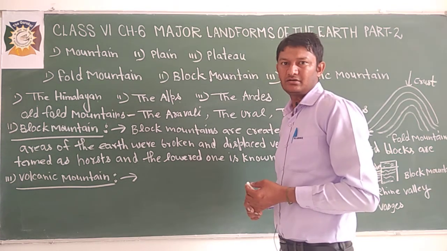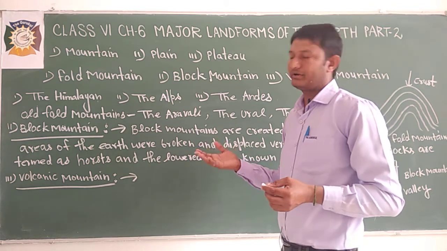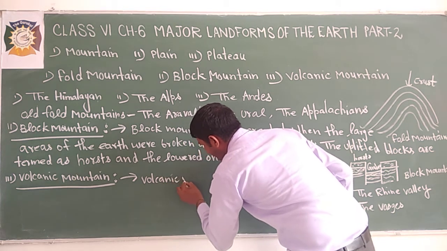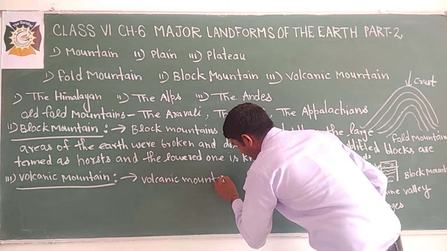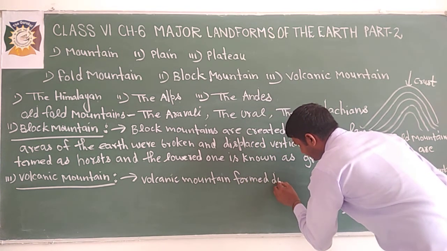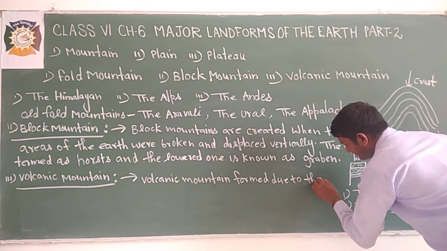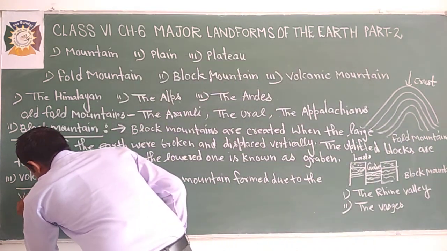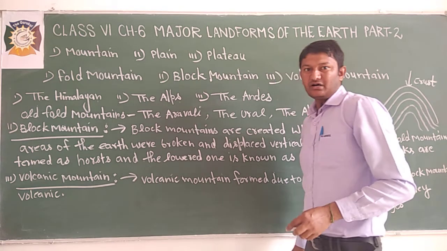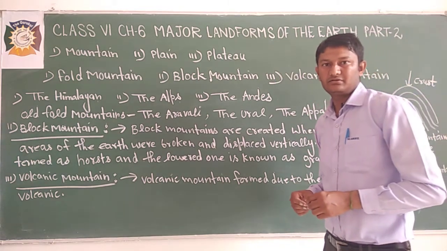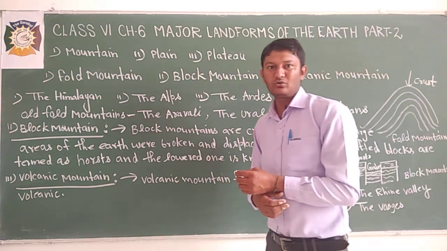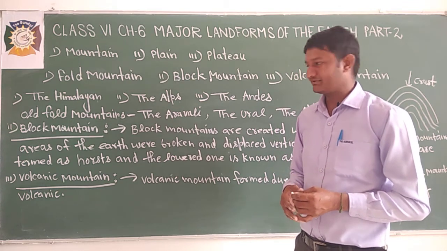Volcanic mountains were created or formed due to the volcanic activity. The examples of volcanic mountains are the Appalachian. The examples of these volcanic mountains are Mount Kilimanjaro and Mount Fujiyama.